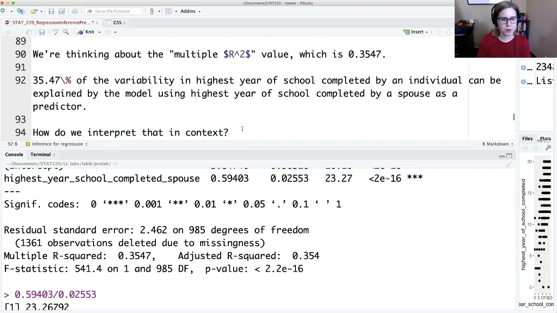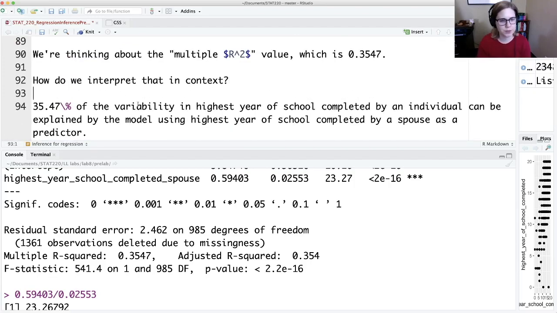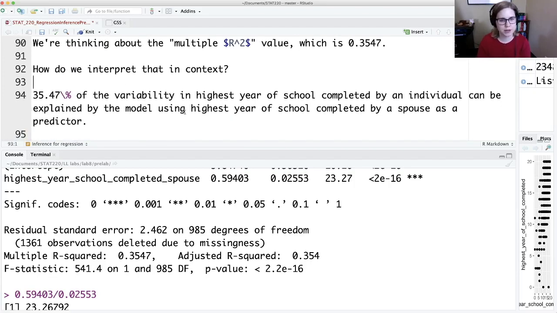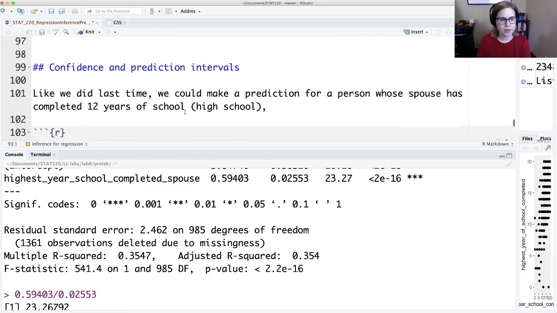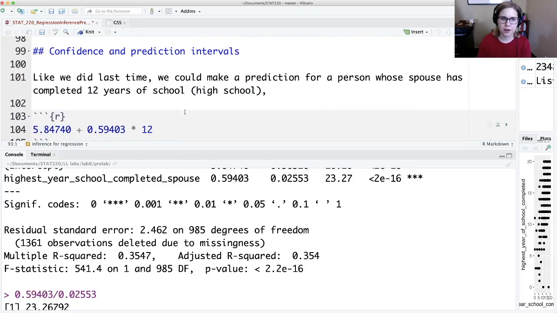So this is the interpretation in context. Maybe I'll just move this up here so it's a little clearer what I'm doing. So that's the interpretation in context. And then the last thing that you might want to do when it comes to inference is do a confidence or prediction interval. If you're following along with the textbook, this is section 9.3. And this has to do with prediction and making a better prediction rather than just a particular point estimate.